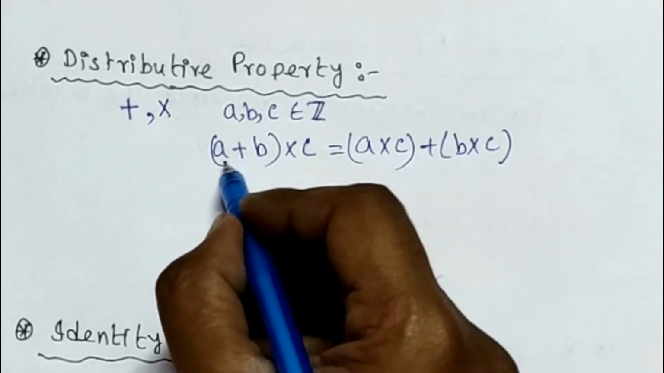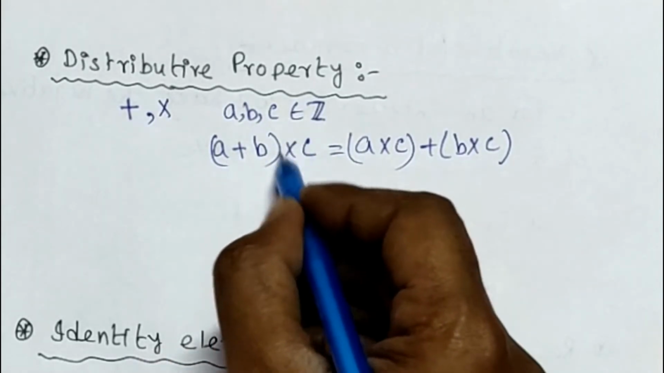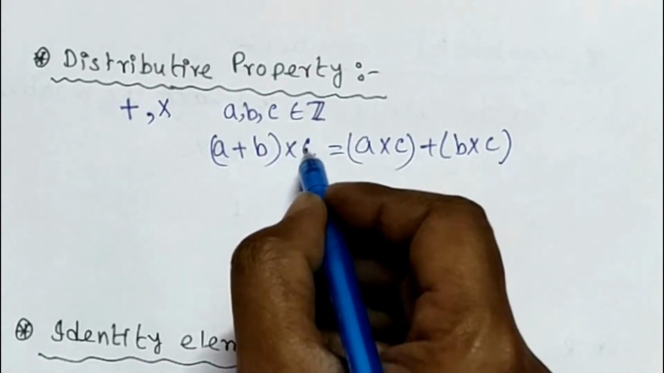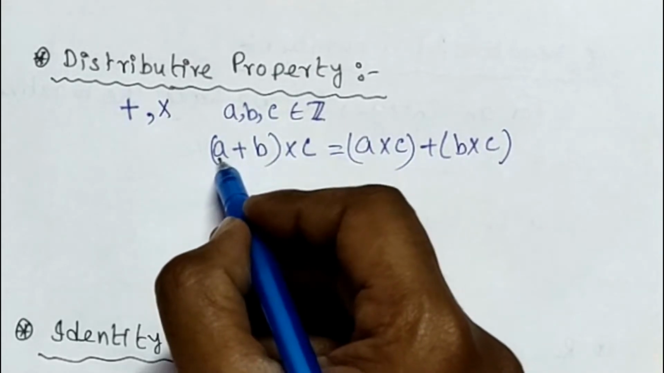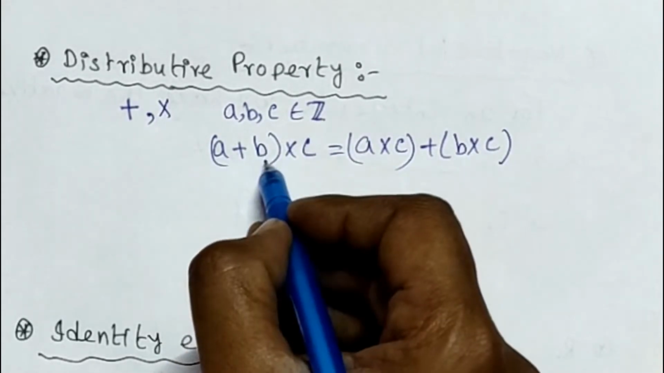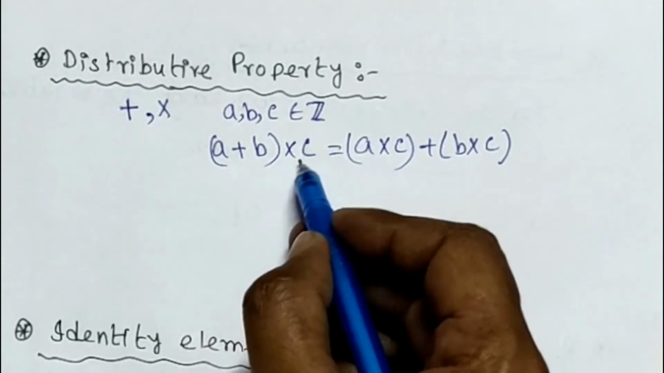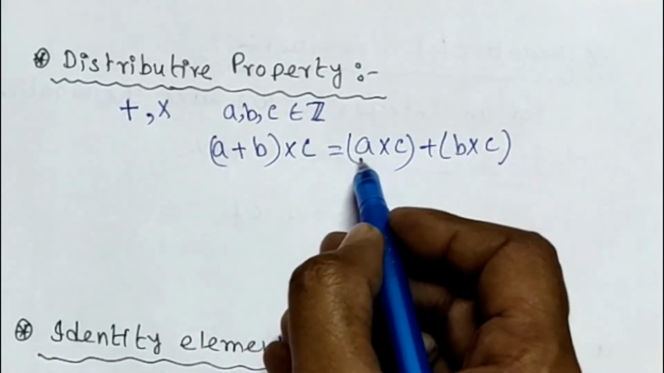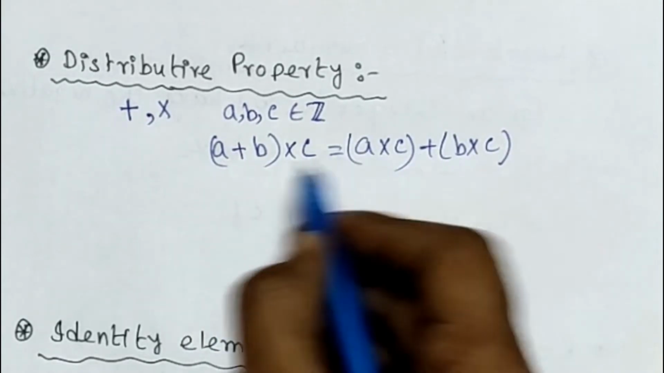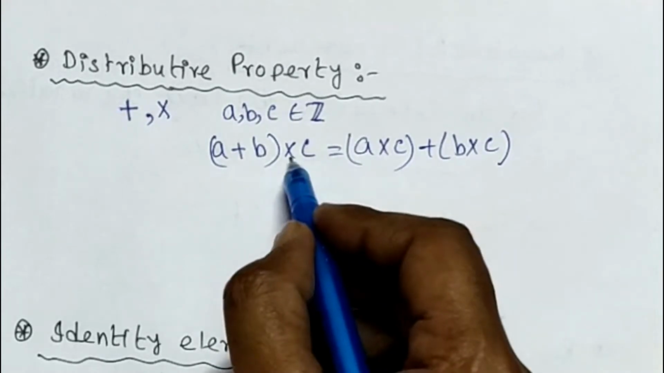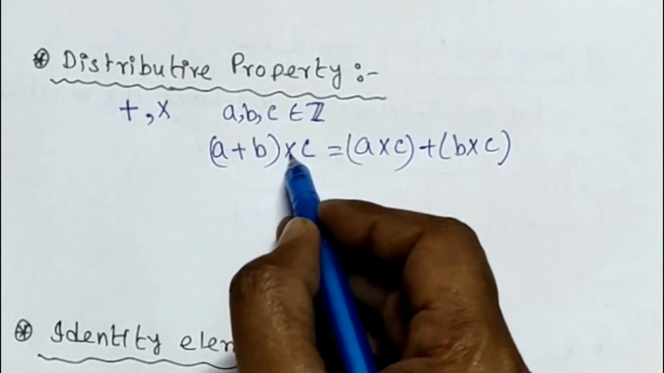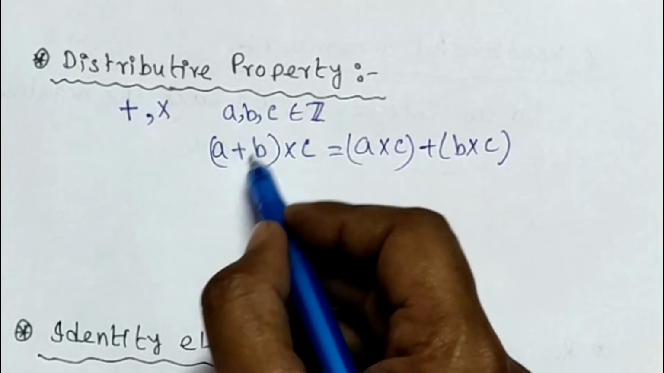Why? Look, here the operation multiplication is distributed with the elements a and b also, right? That is, a plus b into c equals, we write, a into c plus b into c. So clearly this operation multiplication is distributed over the operation addition.